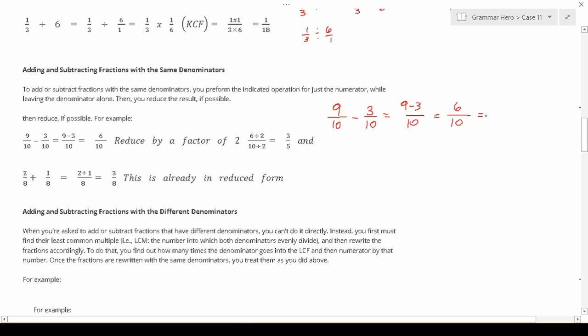Reduce, so we can reduce this by a factor of 2. 6 divided by 2 is going to be 3. 10 divided by 2 is 5. It's in reduced form, so we're done. Again, when the denominators are the same, you keep the denominator throughout the problem, and then you just subtract the numerators. One more example.